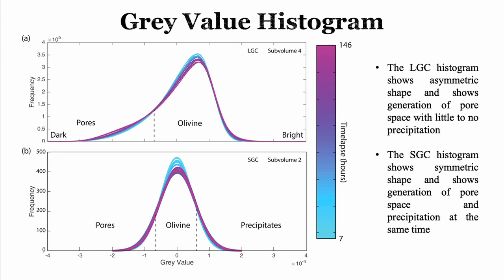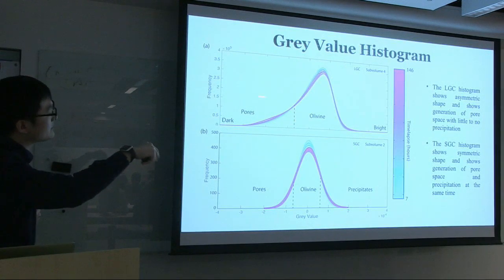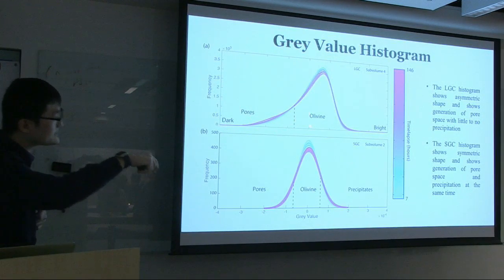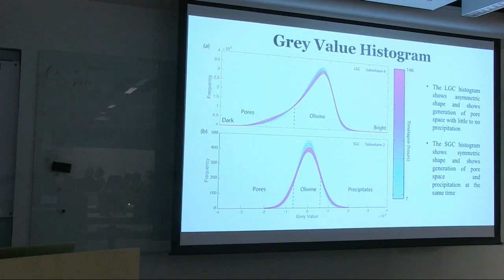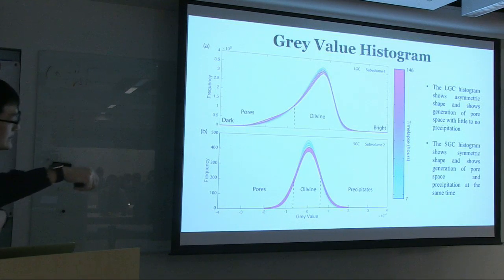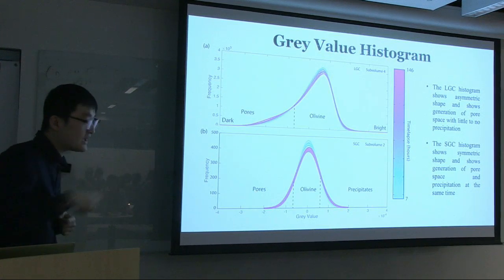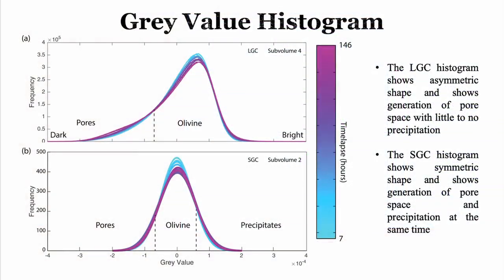So this means that in the LGC, dissolution of olivine would mainly cause a generation of pores with less precipitation on this rim. However, in the SGC sample, we see the dissolution of olivine while we are generating the pores and precipitation at the same time. So the idea is that for the LGC, we see mainly dissolution, while in the SGC, we can also see precipitation.